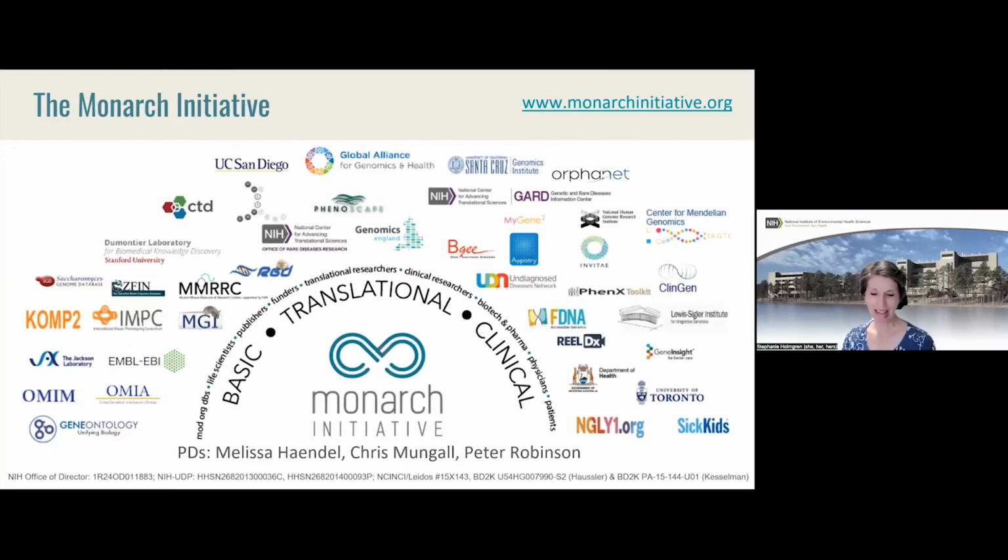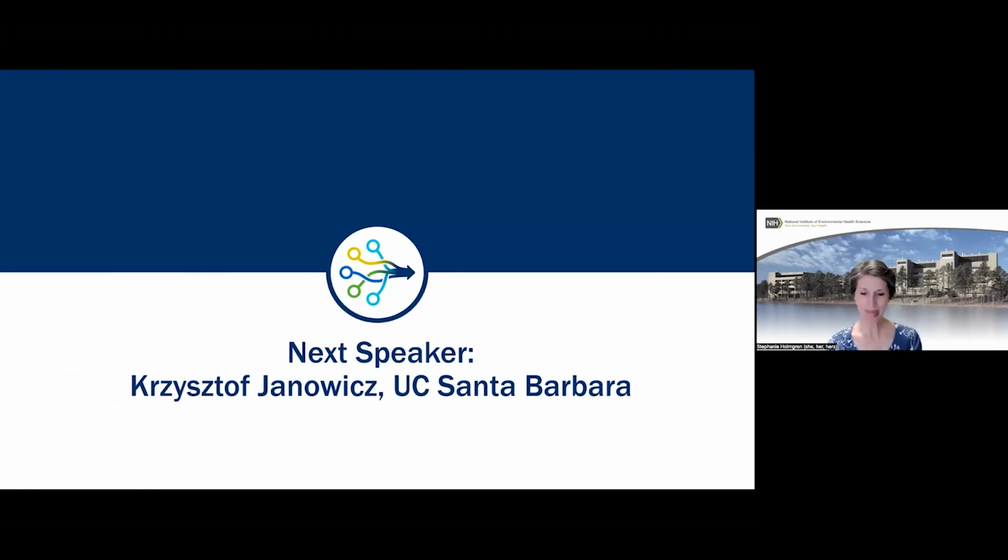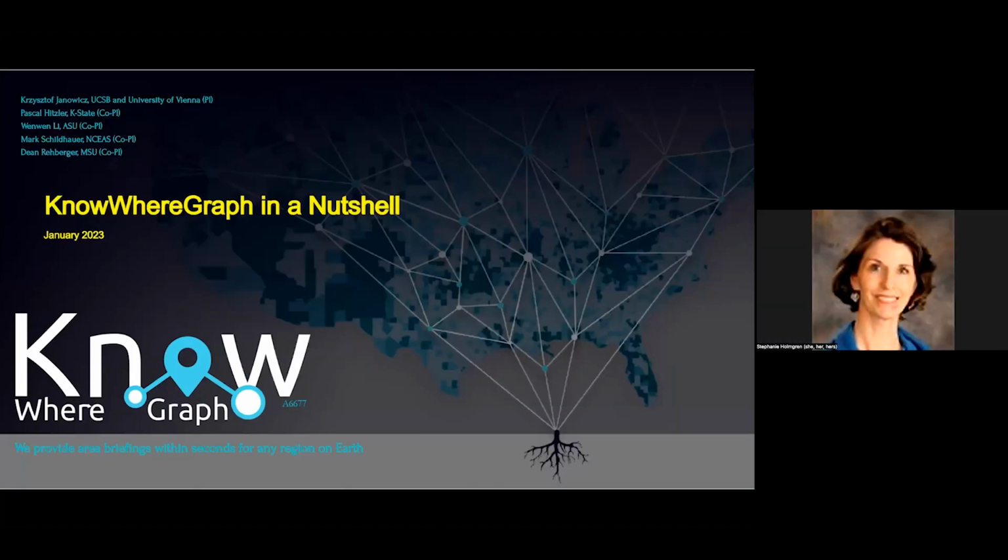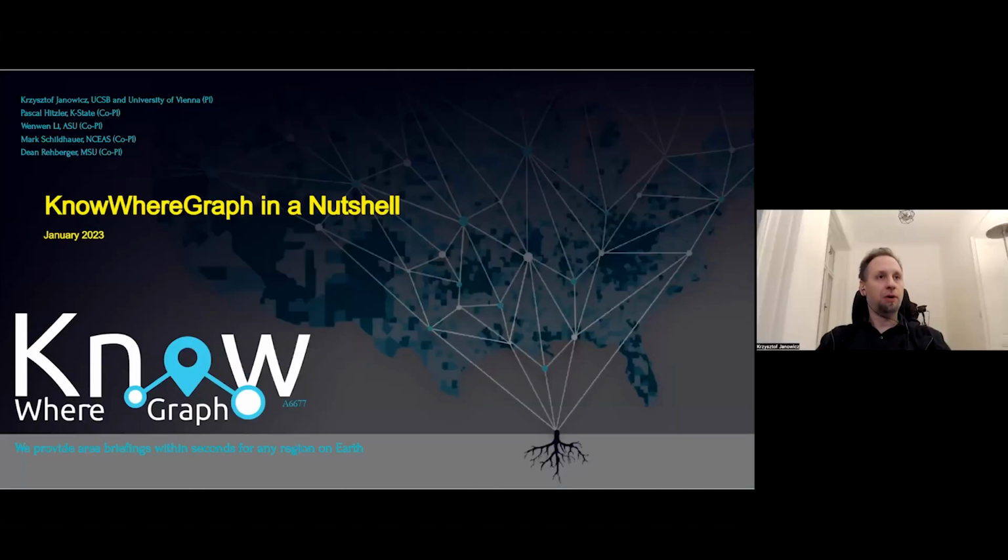Thank you, Kevin. And next up, we have Christoph Janowitz. I hope I pronounced that properly, Christoph, who absolutely did. He's a professor for geoinformatics at the University of California, Santa Barbara, and also at the University of Vienna in Austria. He is the director of the Center for Spatial Studies at UCSB and PI of the Nowhere Graph project. Christoph. Well, thank you so much for having me.